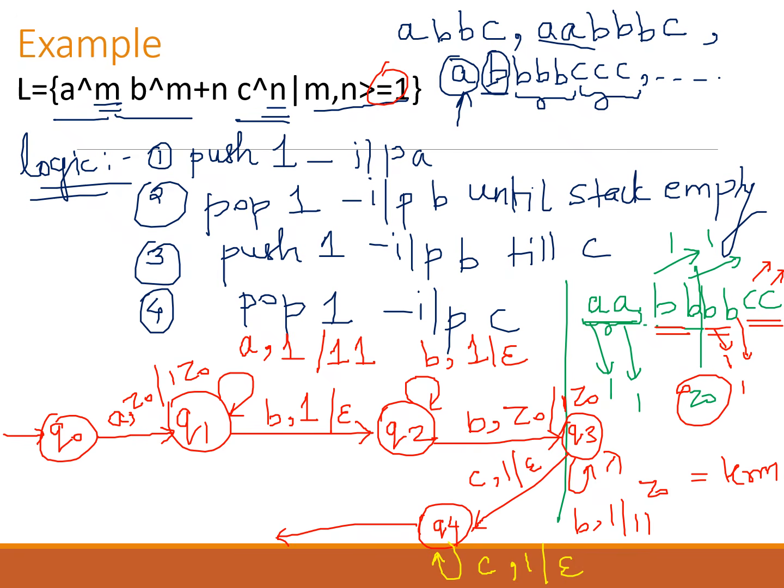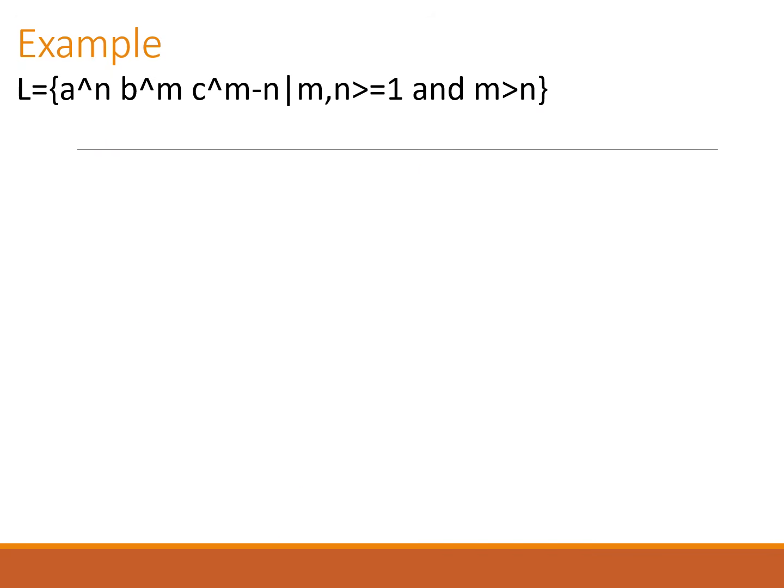And at the end, if in the input I get lambda, or the string has exhausted, apart from this there will be Z0 on the stack. Then what we do is let Z0 be as it is, and we go to the final state and this will be accepted. So this is the diagram corresponding to M plus N. Let's go to the next question.